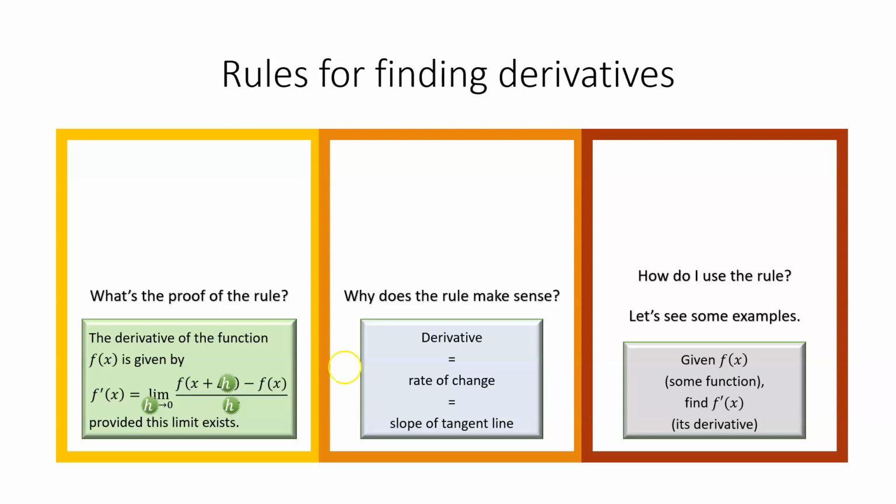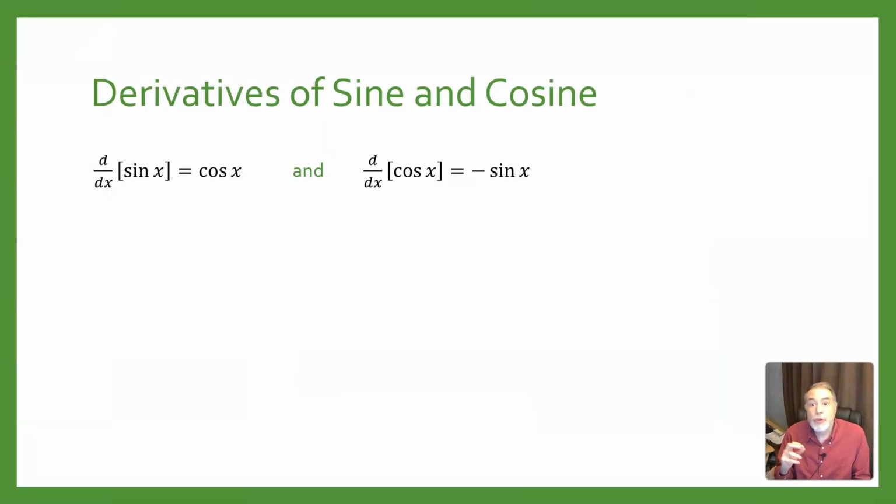So the first two rules I want to discuss are the rules for the derivatives of the sine and cosine functions. The derivative with respect to x of the function sine x is the function cosine x. And the derivative with respect to x of cosine x is negative sine x. So they are almost each other's derivatives. The derivative of sine is cosine, and the derivative of cosine is negative sine, the opposite of sine.